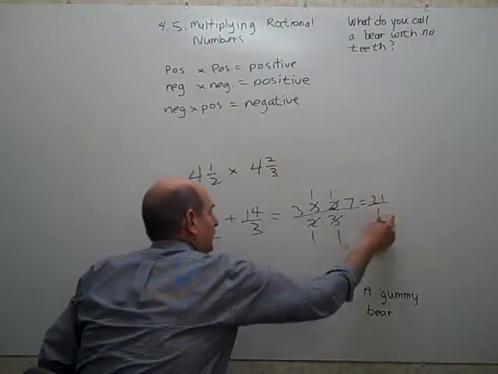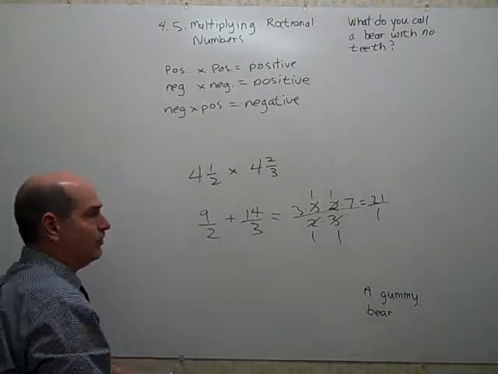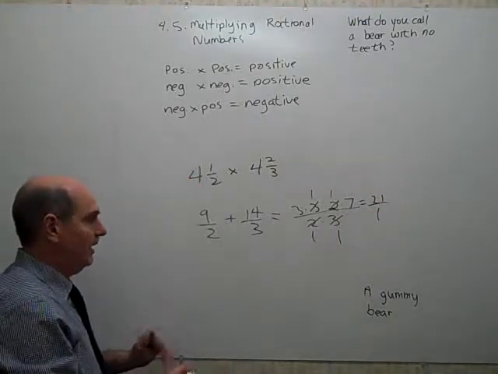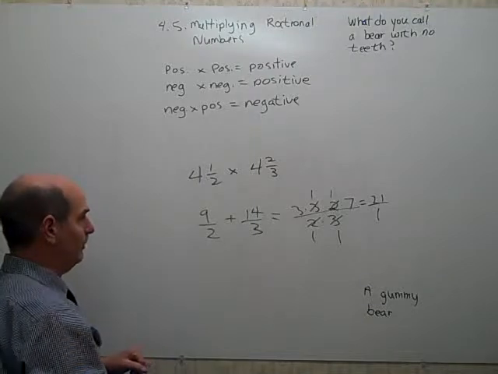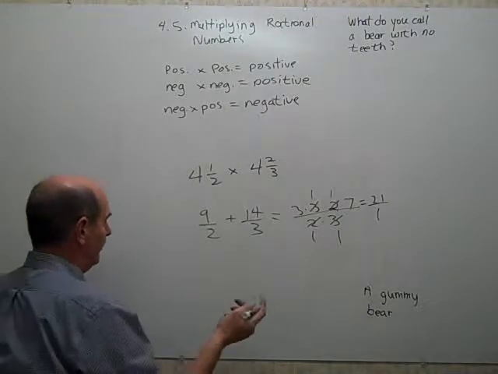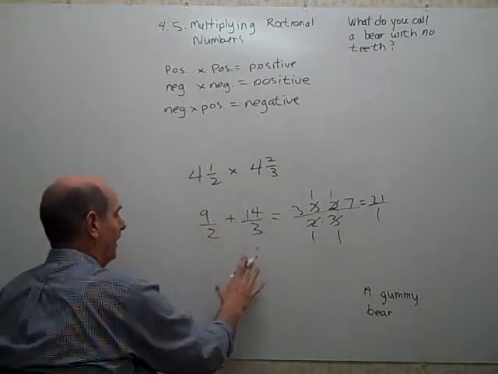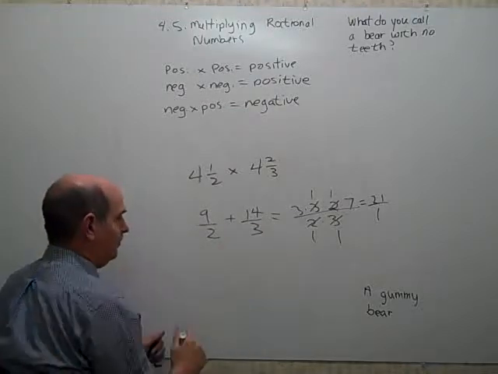And 1 times 1, 1. 21 divided by 1 is 21, which is pretty close to the estimate, so have some confidence that's the correct answer, 21. So reduce before you multiply, which is the obvious way to do this problem.